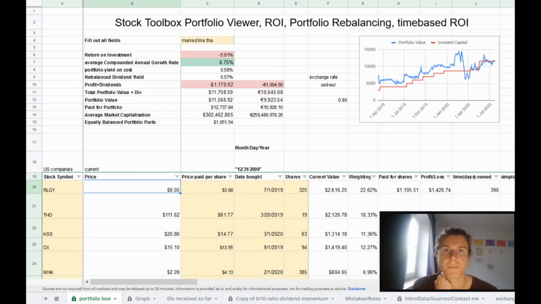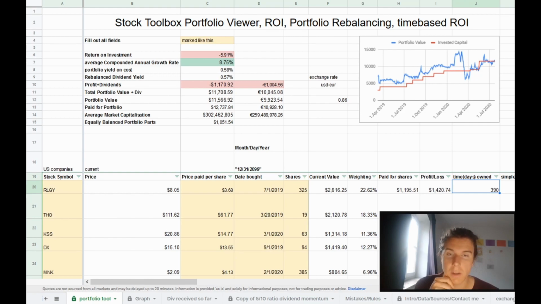The first one is the price, which is a Google Finance function. It pulls out the recent price with 20 minutes delay. Then you have your current value, which is the price times the amount of shares you have, then how much weighting it is in total of your complete portfolio value, then how much you paid for the shares and how much profit you made with this.